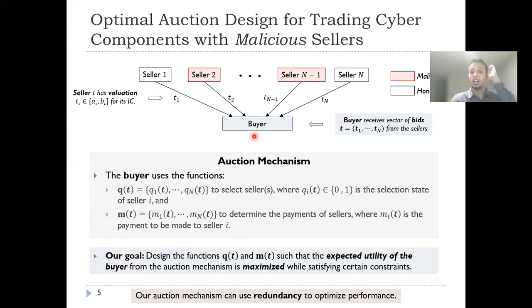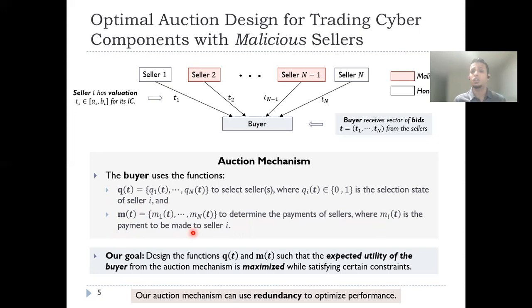Either I select seller I or don't select seller I, which is actually the selection state of any seller I. Then one thing the buyer has to figure out is how much payment it has to make to the seller when it purchases some IC, which is given by the term M of T, the payment made to the seller I.